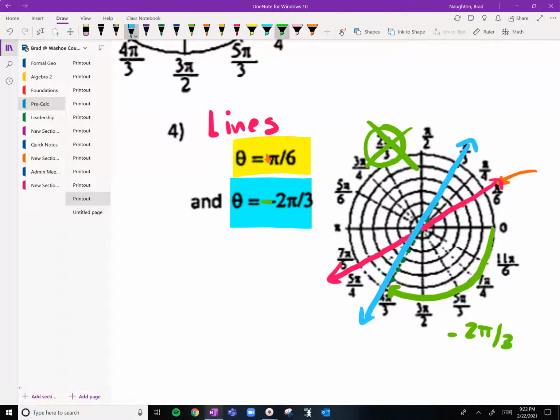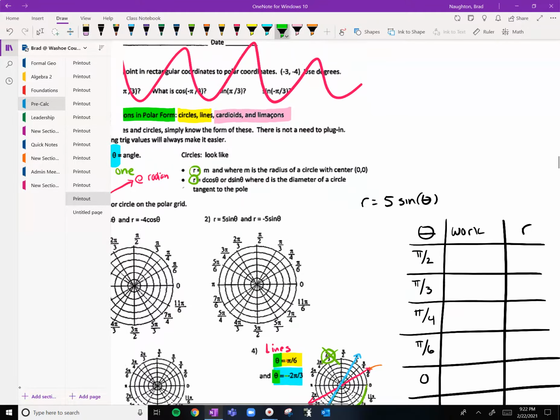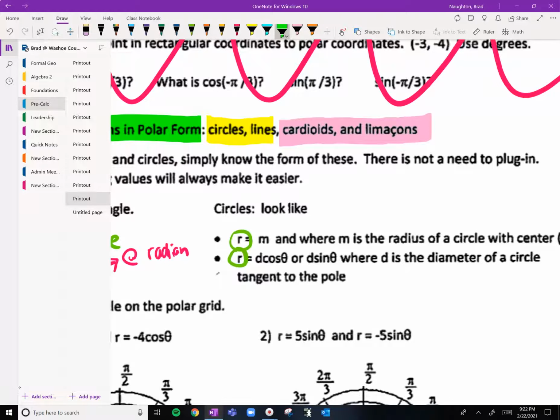Again, the big giveaway is it's theta, boom. So if you see that theta, think lines right off the bat, because that's going to be our dead giveaway. The rest of them, we're going to get a little creative because they're either going to be circles, cardioids, or limacons. So let's go ahead and start with the one we feel the most comfortable with. And that's going to be circles.